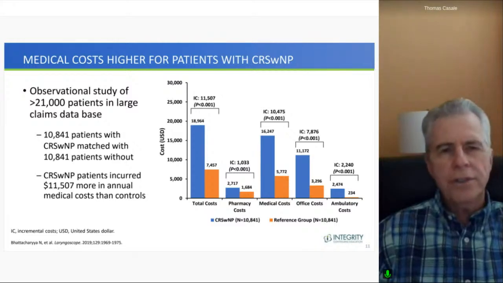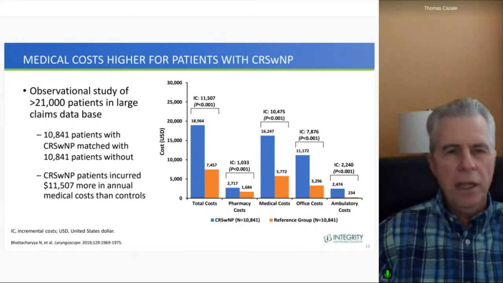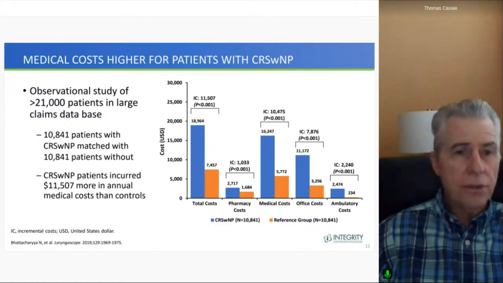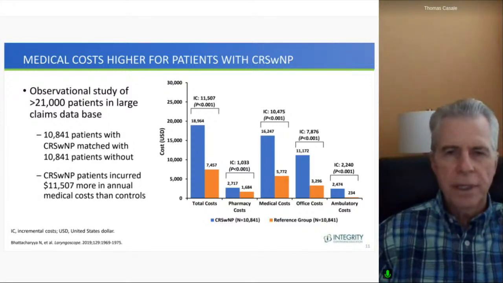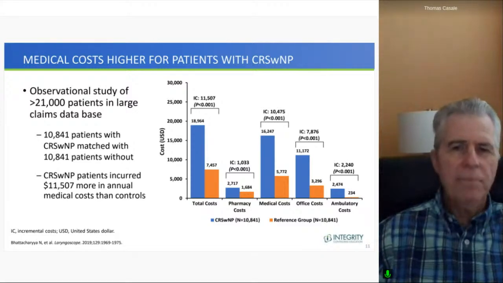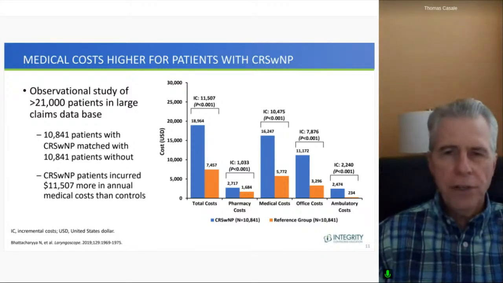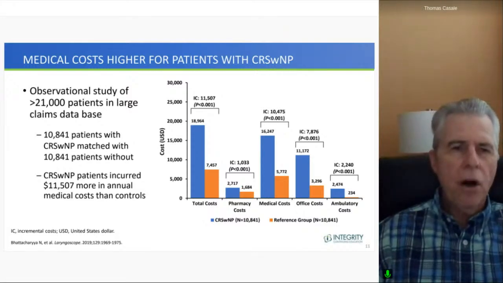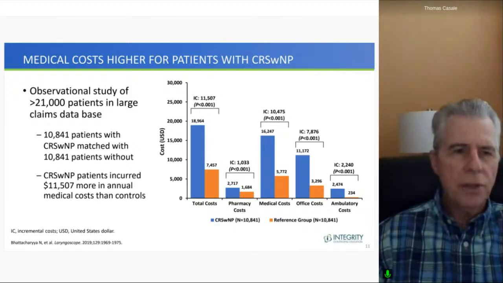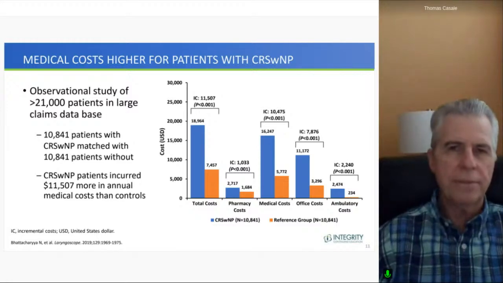And overall, it shows that if you had nasal polyps, you incurred about $11,500 more in annual medical costs than the controls. That's a lot of money. And that's made up of increasing use of medications, increasing hospital visits, office visits, medical care in general. So it all adds up in these patients that have this disorder associated with nasal polyps.